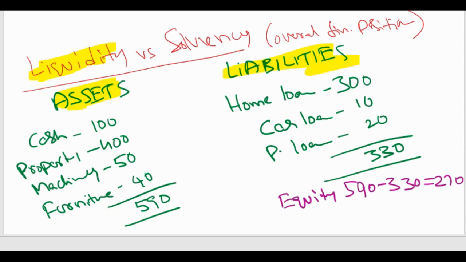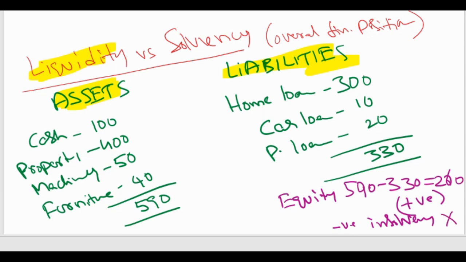No, 260, right? Right. So it is in positive value. So it is in better position. But if it is coming in negative value, then insolvency, and it is in dangerous position, right?